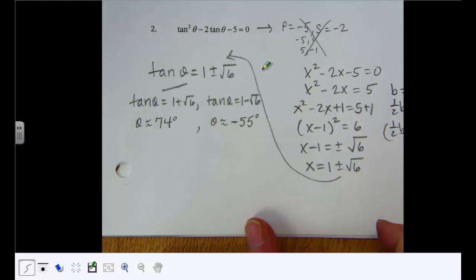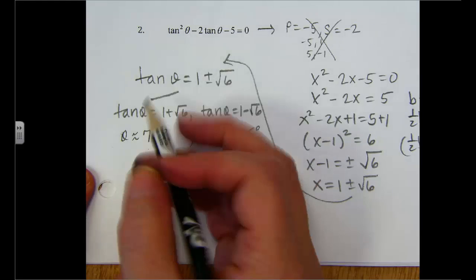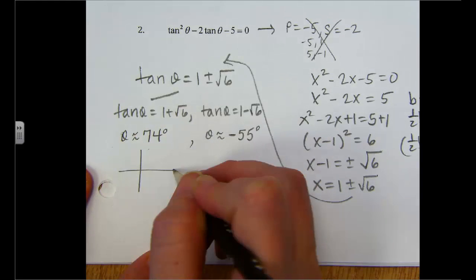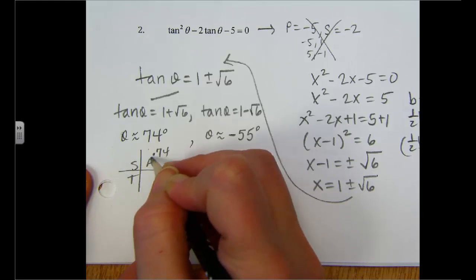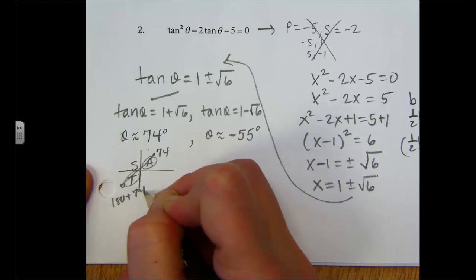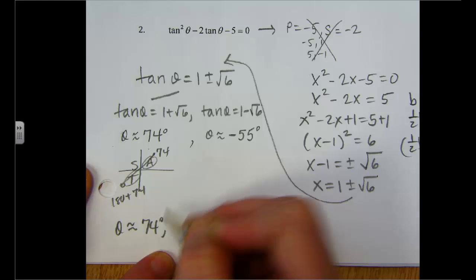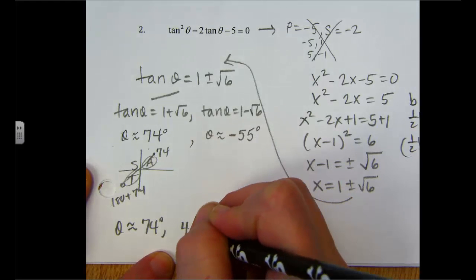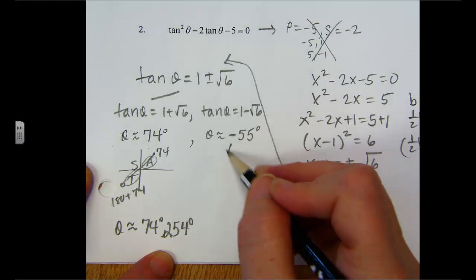74 and negative 55. Well, let's start with 74. 74 is in quadrant 1. 1 plus root 6 is positive. The other quadrant in which tangent is positive is quadrant 3. So I need to figure out the child of 74 in quadrant 3. You do that by adding 180 to it. 74 plus 180 is 254. So two of my answers are 74 and 254.